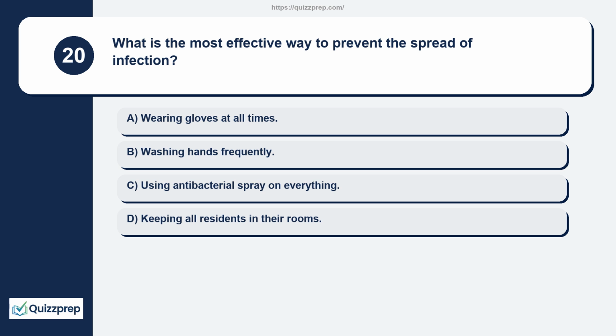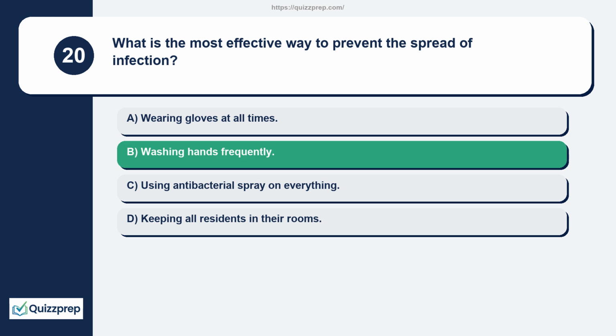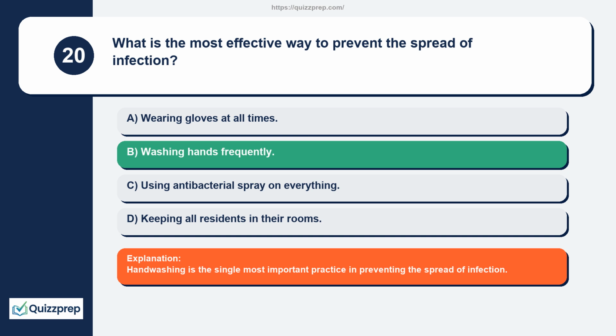Question 20. What is the most effective way to prevent the spread of infection? Wearing gloves at all times, washing hands frequently, using antibacterial spray on everything, keeping all residents in their rooms. Hand washing is the single most important practice in preventing the spread of infection.